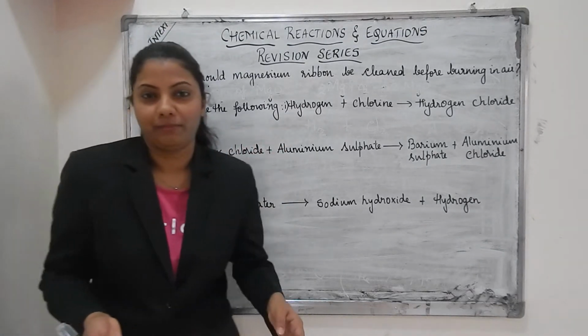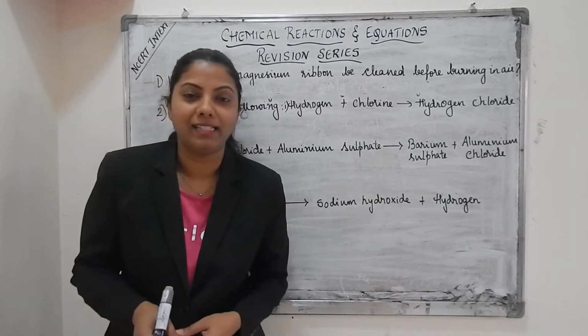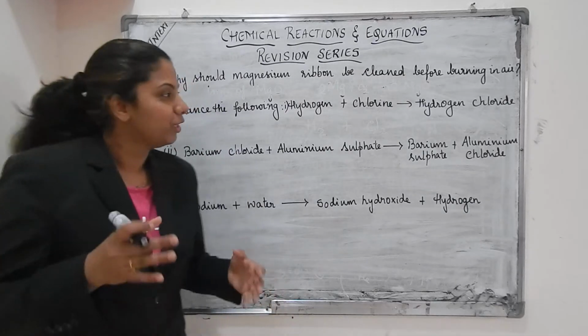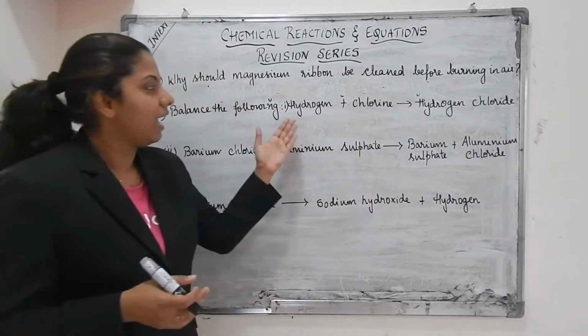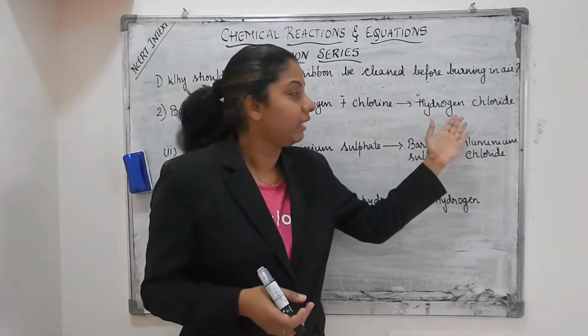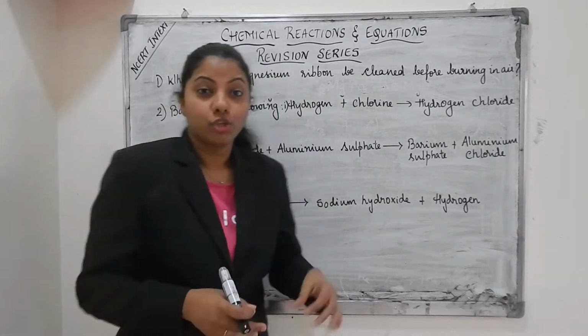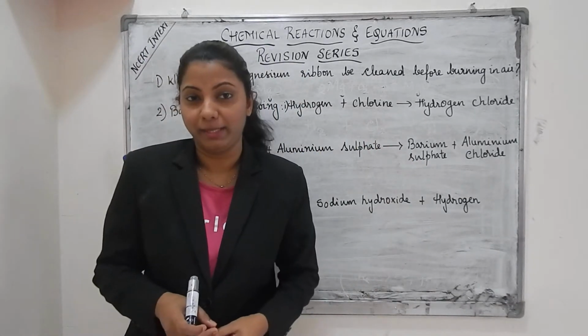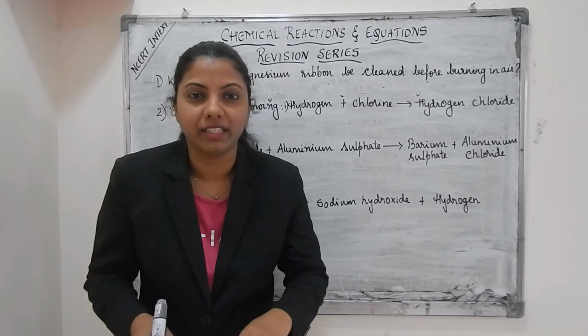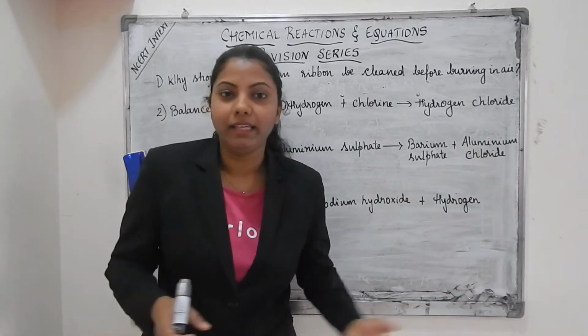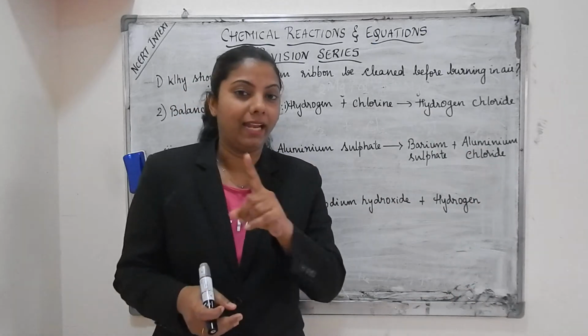Coming to the second question. Balance the following. We are going to do many balancing questions in this chapter. A very simple question is here: hydrogen with chlorine giving hydrogen chloride. A word equation is given here. We are supposed to convert it into formulas and write the chemical equation, a balanced one.